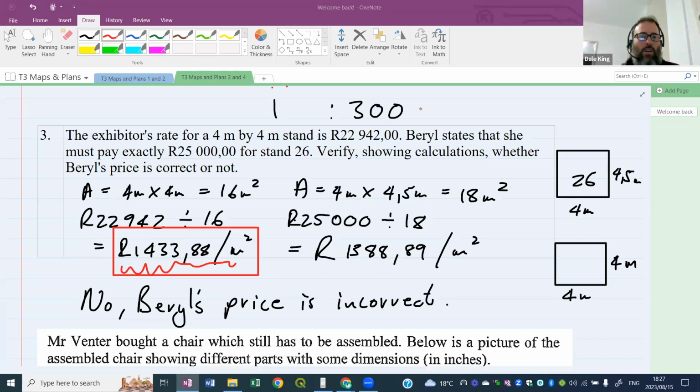But thanks, Ben. They're not easy to see straight away, but we've got to compare apples with apples here. So either we say how much area for 1 rand, or we say how many rands for 1 unit of area, which is a square meter. Okay.